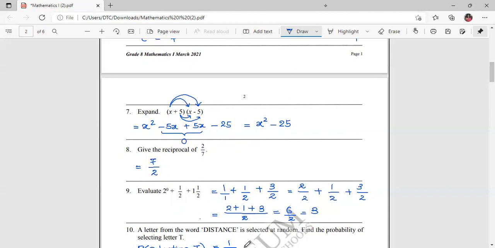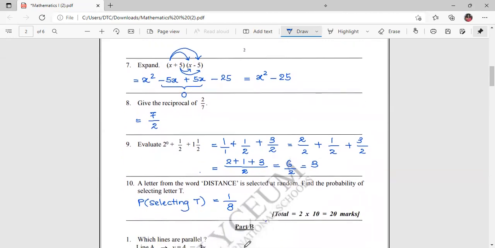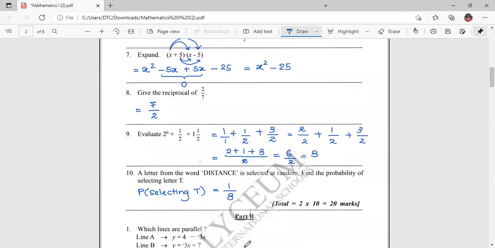But if you are familiar with this format, no need to do the working; you can show your final answer straight away, that is x squared minus 5 squared, that is 25. Then the reciprocal, the values will be changing. Whatever value you had in the numerator will come to the denominator, and whatever value you had in the denominator will come to the numerator.